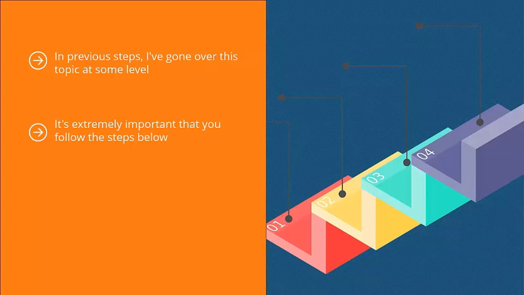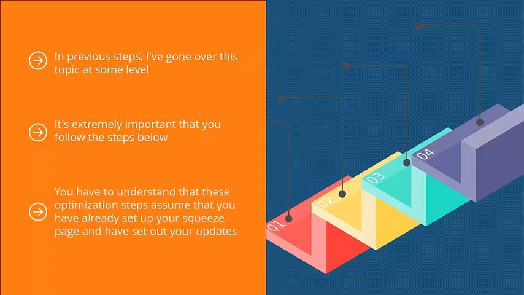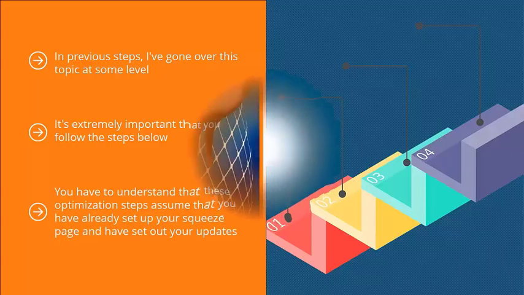Make sure you implement each of the steps below, otherwise, you're going to be leaving a lot of money on the table. You have to understand that these optimization steps assume that you have already set up your squeeze page and have set out your updates. It also assumes that you've already optimized your squeeze page at some level. Here are further optimization ideas to try to maximize the conversion ability of your email list recruitment page.